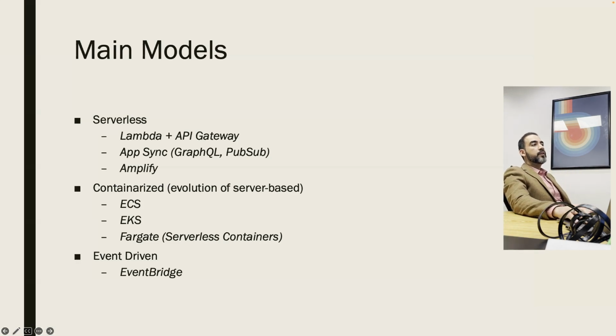Now, containerized, I've listed and I've said they are an evolution of server-based, but then you also see the third point, which is Fargate. Now, Fargate is serverless containers on serverless. So there's an overlap. This is common with AWS and other public cloud providers, right? There is an overlap, things merge.